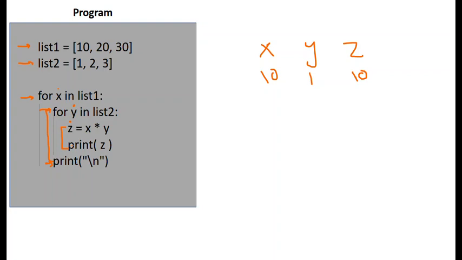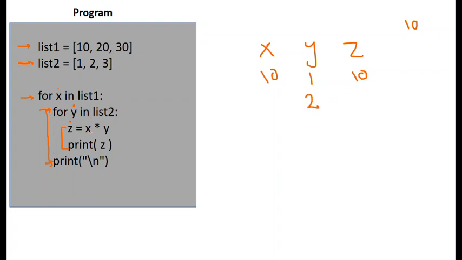Next statement in the inner loop is print z. What is z? 10. So 10 will be printed out, right? Now, are we done? No, the inner loop hasn't finished execution. So now y will change to 2, but x will remain as is. Why? Because the inner loop again hasn't finished execution. So it's important to know how these for loops actually work. So y now will be 2, and x will remain the same.